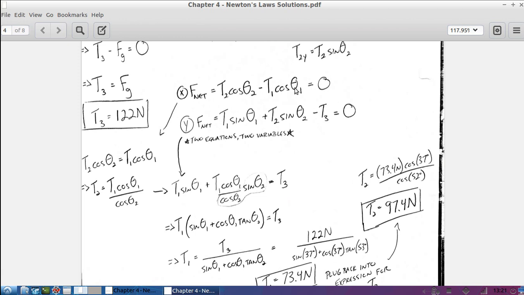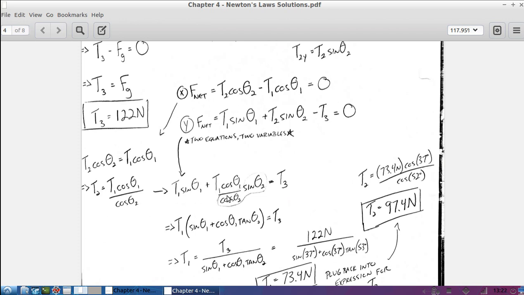So I'm going to add T1 cosine theta 1 to both sides, and I get this here. T2 cosine theta 2 is T1 cosine theta 1. Divide both sides by cosine theta 2. I've got a nice expression for T2 in terms of T1. This is substitution from our algebra days, right? When you had two or more equations, two or more variables. So I'm solving for T2.